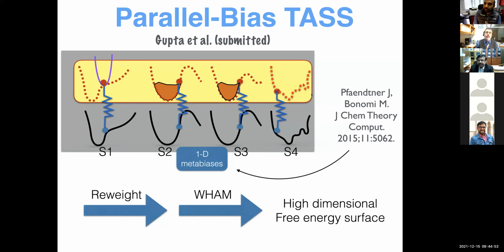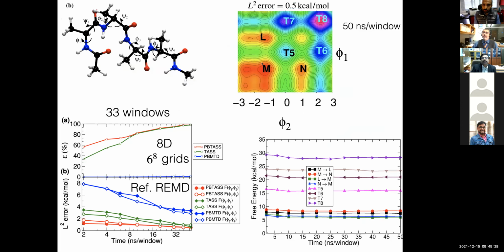So very quickly, we have a slightly different version of TAS where we can use several 1D biases, like in the case of the parallel bias metadynamics approach by Pfaendtner and Bonomi. So we have basically used the parallel bias scheme into the TAS scheme, where you can select a few collective variables and apply parallel bias on them. We find that it converges very rapidly and performs much better than the conventional TAS where you apply normal metadynamics bias. So that's what I'm going to show you here.